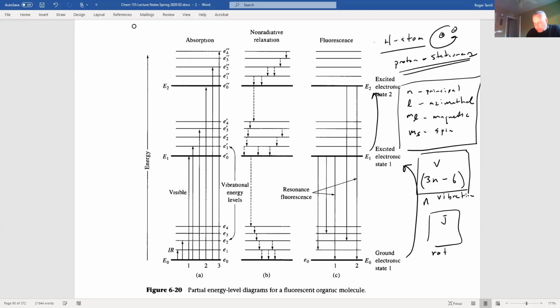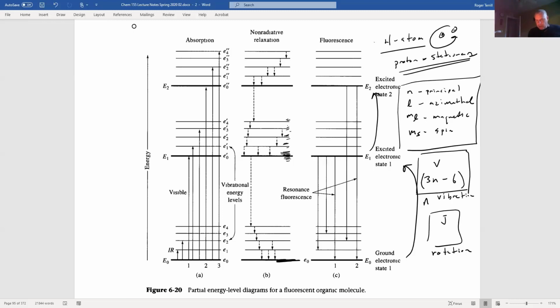And J is rotation. Which means that if these are the principal quantum number energy levels, these would be for gas phase molecules, and then the rotational levels would be spaced in here like this. On every level, there'd be a series of rotational lines. And then there are rules for the types of transitions you can make between vibrational and rotational levels.